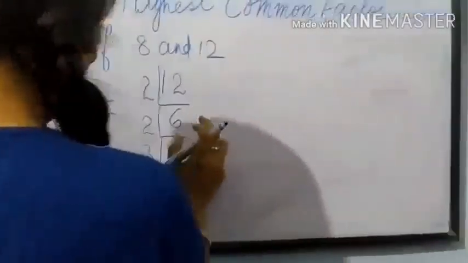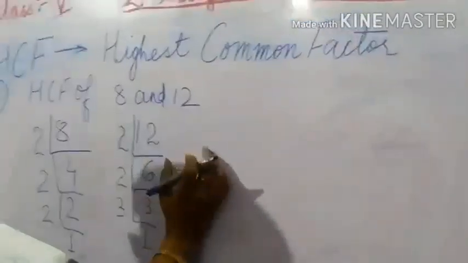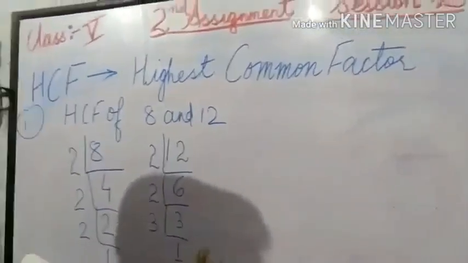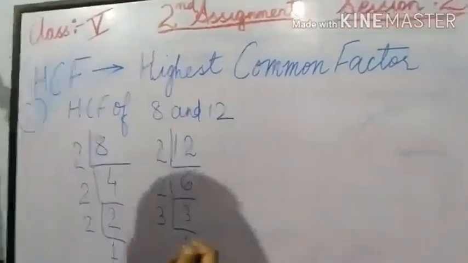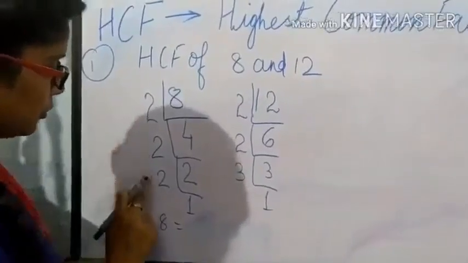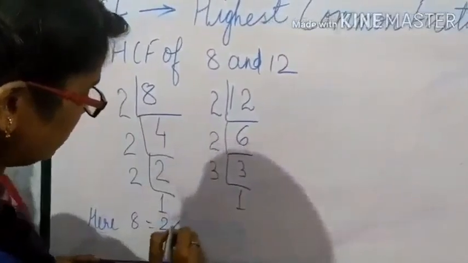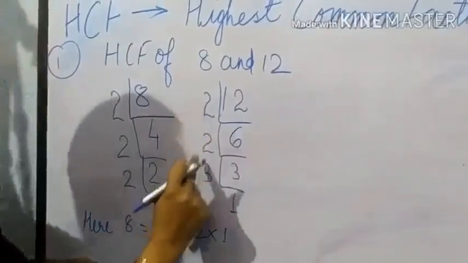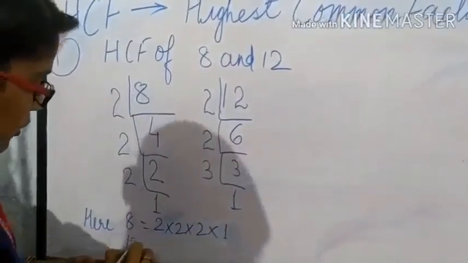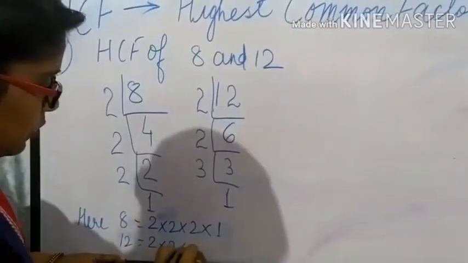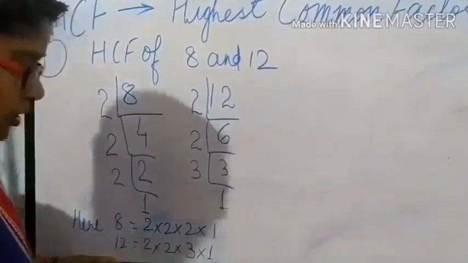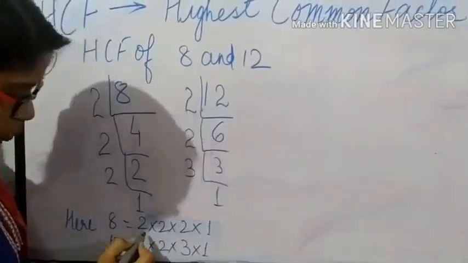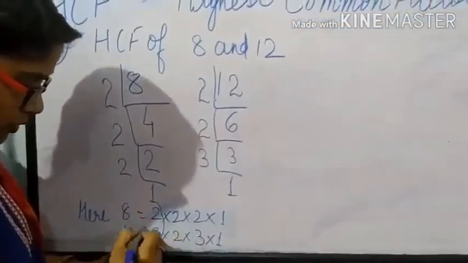Now children, this is the prime factorization method to find the highest common factor, that is HCF. So here 8 equal to 2 into 2 into 2 into 1. Now for 12, 2 into 2 into 3 into 1. Now we have to find the common factors. So we can say that 2 is common in both, so we will circle it.